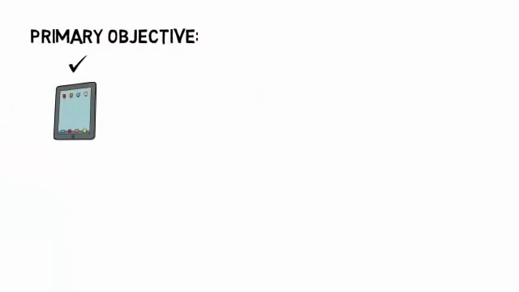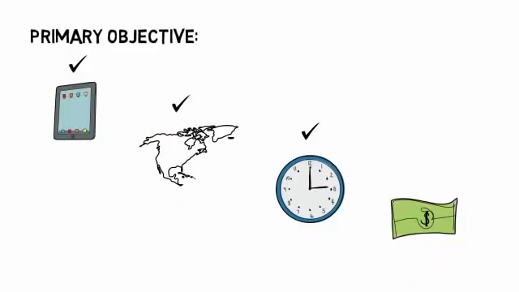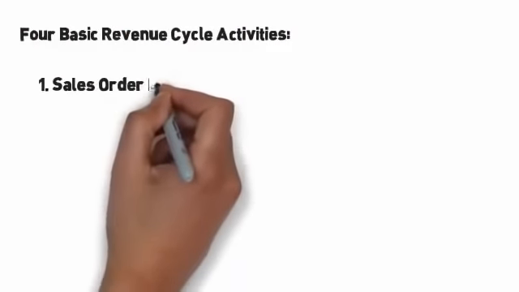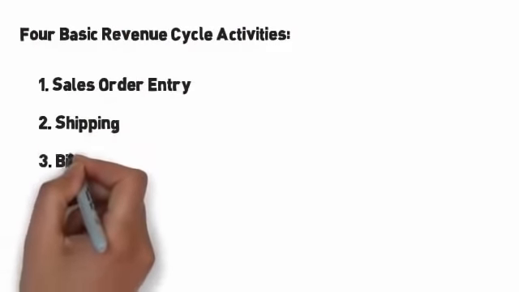Let's look at the primary objective of the revenue cycle. It's to provide the right product in the right place at the right time for the right price. Now there are four basic revenue cycle activities: sales order entry, shipping, billing, and cash collections.